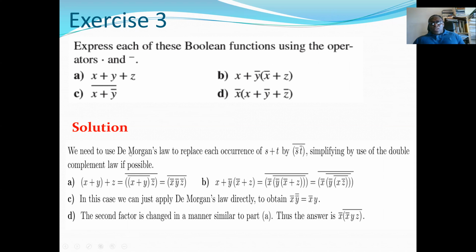So we can see A here. We have x plus y plus z. We invert everything. And later on, we will see that we get x invert times y invert times z invert, all inverted. Then we have B, x plus y invert plus x invert plus z.